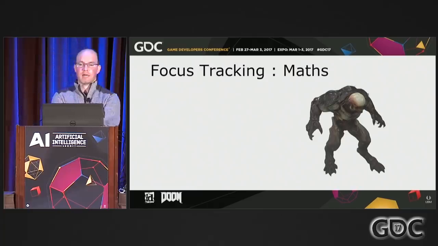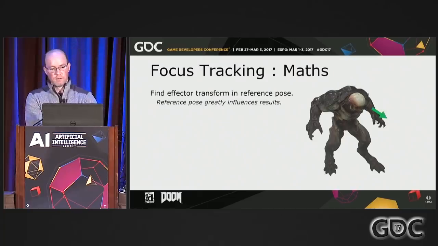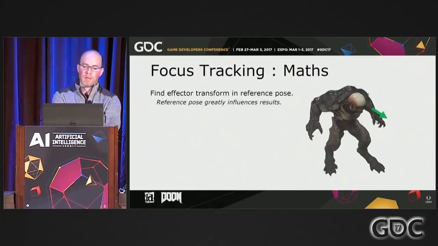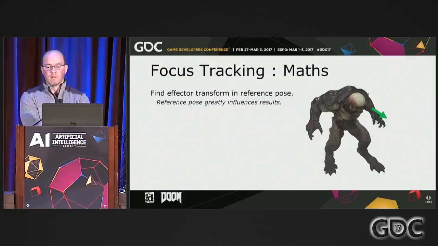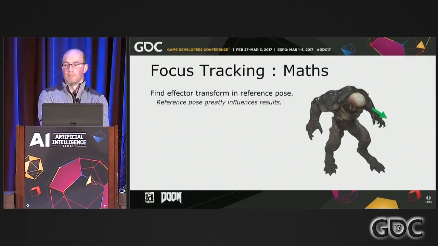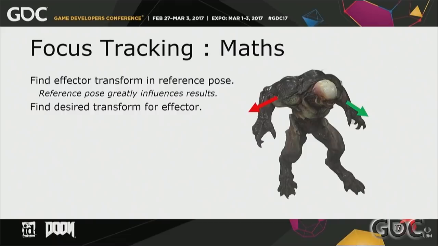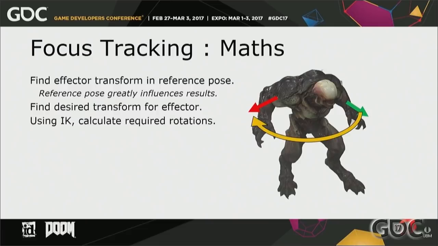The basics of focus tracking is straightforward. First, you find an effector transform in a reference pose. Now, when I say effector, I'm speaking of the end effector in an IK joint chain. And I'm going to explain this in a few slides, but how the reference pose is composed is extremely important. The next step is finding the desired transform for the effector. In this case, it looks like the Hell Knight wants to look to the right.